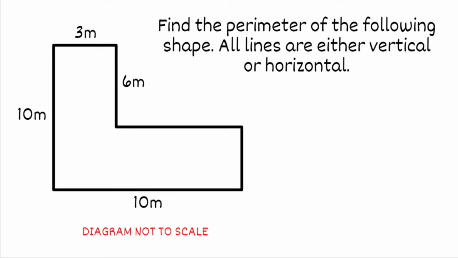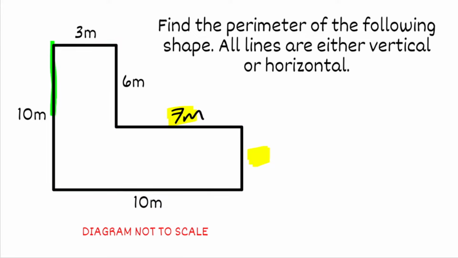Okay, we're going to do the same for this question. Find the perimeter of the following shape. Again, all lines are either vertical or horizontal. So again, just like before, we need to find these missing lengths. We've got a missing length here, and we've also got a missing length here. So we know the bottom length of this shape is actually 10 metres, but this would be this 3 metres, then the missing side we're looking for. So those two lines must also add up to 10, so this side here would be 7 metres.